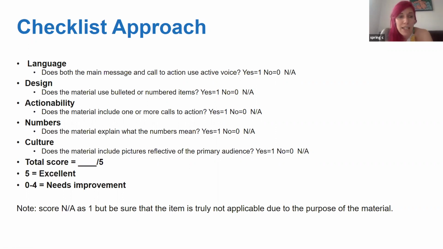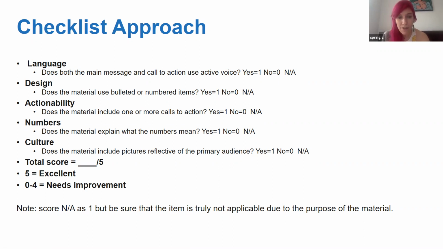So the language is: does both the main message and call to action use active voice? Yes or no? Does the material use bulleted or numbered items in the design to help you follow it through? Yes or no? Does the material include one or more calls to action? There needs to be something you're actually trying to get someone to do. Does the material explain what the numbers mean? Any numbers in there should be explained and written about in another way, so that if somebody doesn't have high numeracy skills, they can also understand what is being communicated. And does the material include pictures reflective of the primary audience?